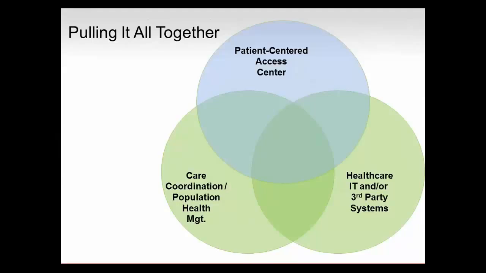You've got to have access to data in the EMR. There are other potential systems that you're accessing as well. Those have to be a part of the overall mix. But the access center can very easily be tied into your care coordination and your population health management system, both through the technology but also through the intelligence.